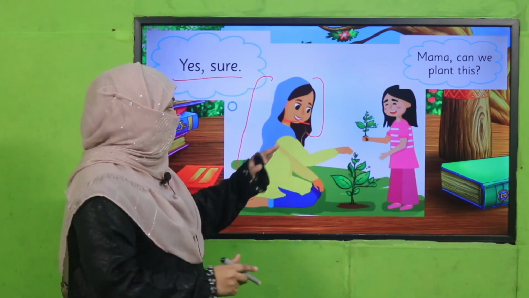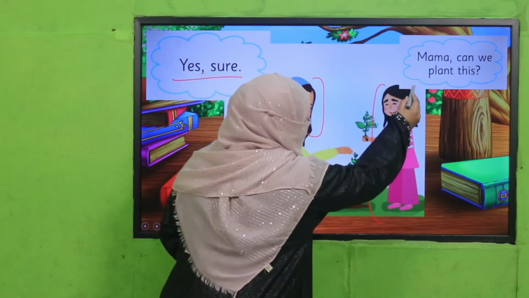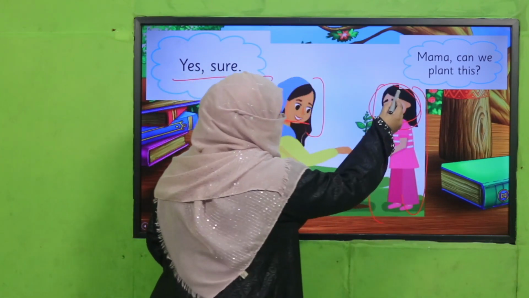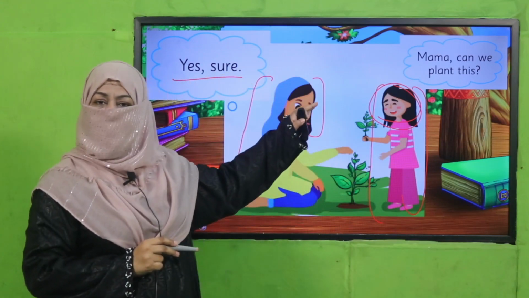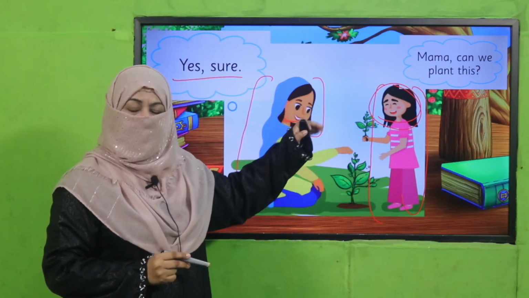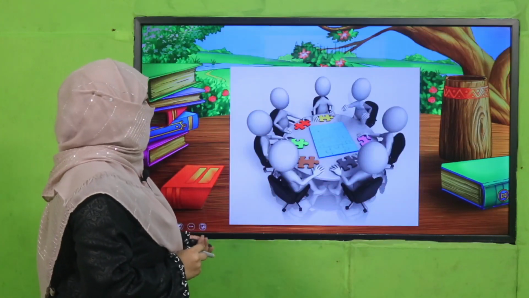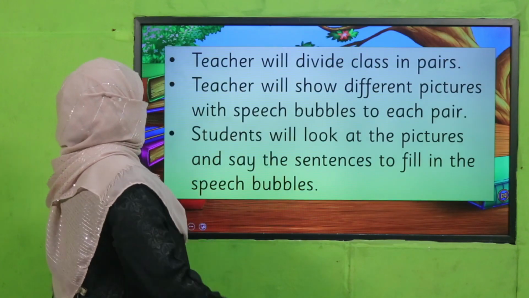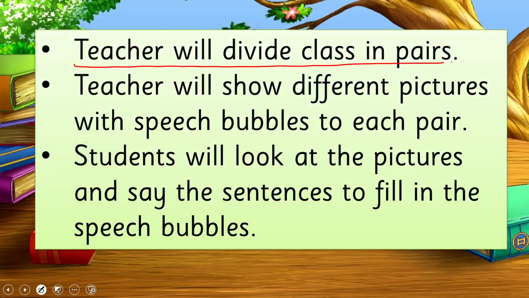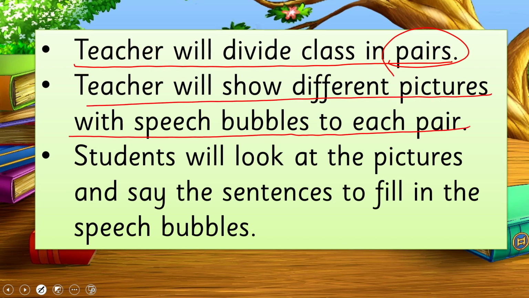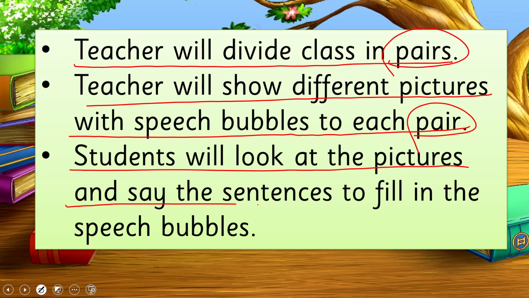This is how we look at the picture, we look at the body language, the face expressions, and we fill up the speech bubbles. Are you clear? Okay, let's practice it through an activity. Teacher will divide the class in pairs. Teacher will show different pictures with speech bubbles to each pair. And students will look at the pictures and say the sentences to fill in the speech bubbles.